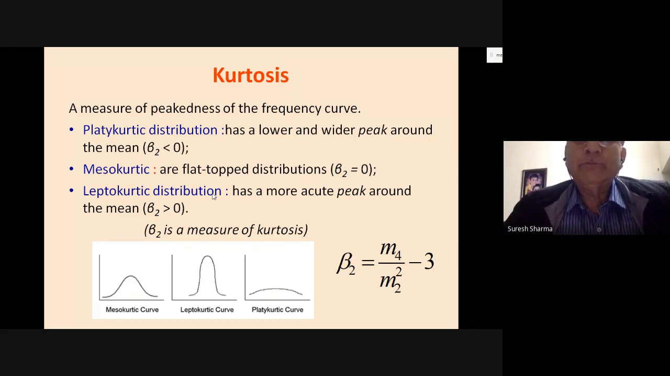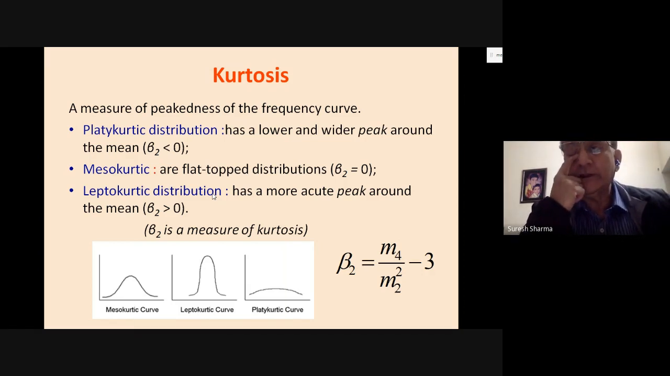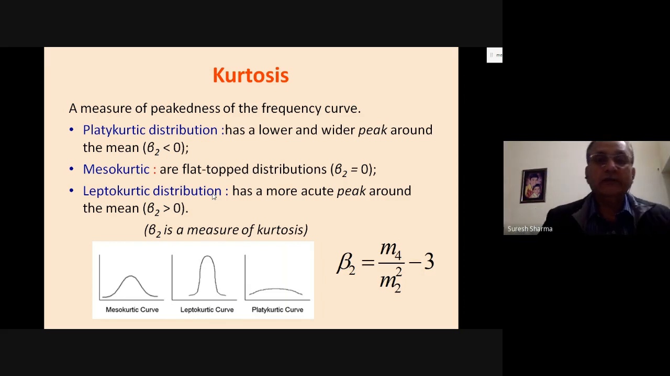Now, why we need skewness and kurtosis? Skewness and kurtosis will help you to take a decision whether you have to apply parametric test or non-parametric test. Very, very important concept, parametric and non-parametric. So roughly, if your skewness and kurtosis values are between minus 2 to plus 2, that means beta 1 is between minus 2 to plus 2, beta 2 is also between minus 2 to plus 2, then your data is approximately normal. But if they are below minus 2 or above plus 2, data may not be normal. That's why they will help you to decide whether to apply parametric or non-parametric test.